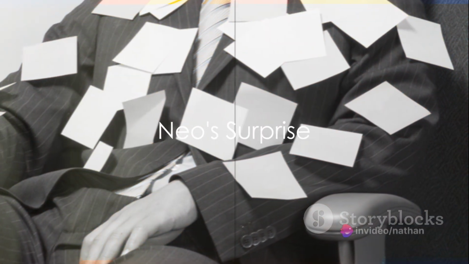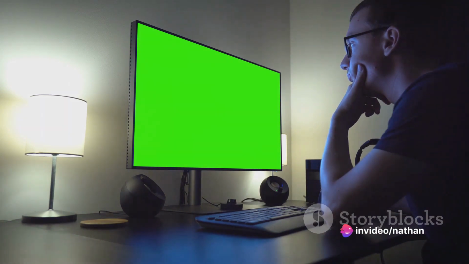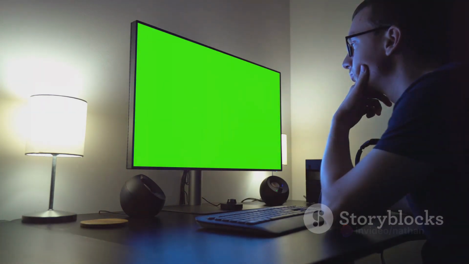At the beginning of the Matrix movie, Neo's computer screen says, "Wake up, Neo." And this message surprises him because he did not expect to see anything like that on his computer screen.